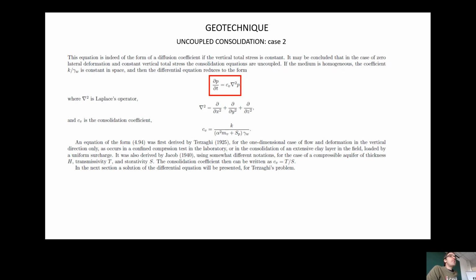It was also derived by Jacob in 1940, but again, it was for a very isolated case. It used different notations and was an aquifer of thickness H, transmissivity T, and storativity S. Anyway, in that case, the consolidation coefficient was T ratio S.